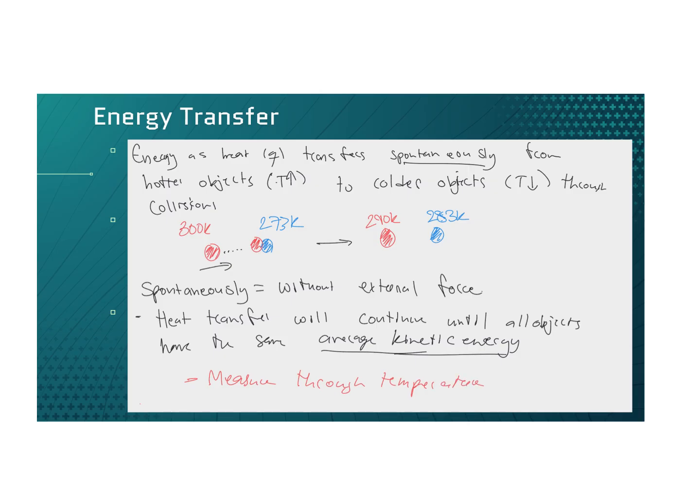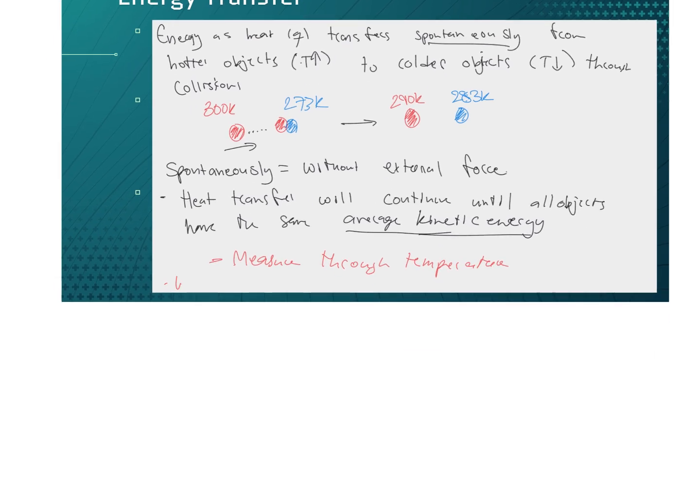And so, in other words, when objects in contact reach what is known as thermal equilibrium, it's a very important term there, thermal equilibrium, they will have the same temperature.